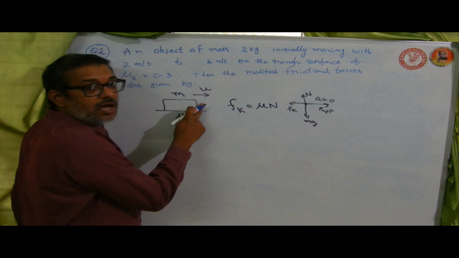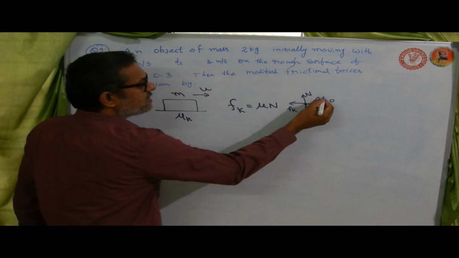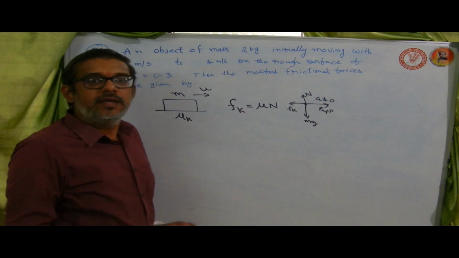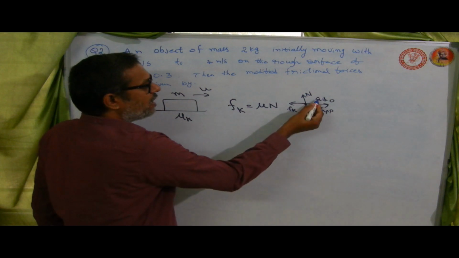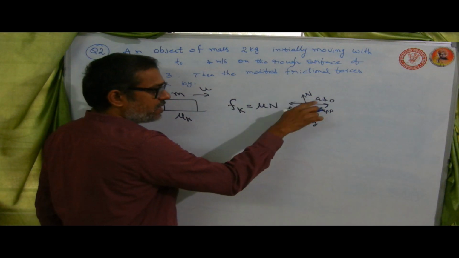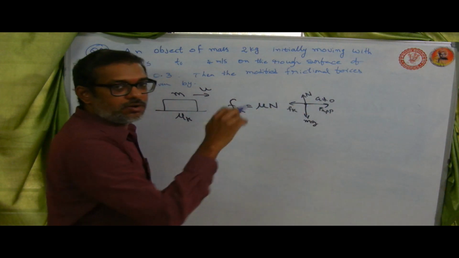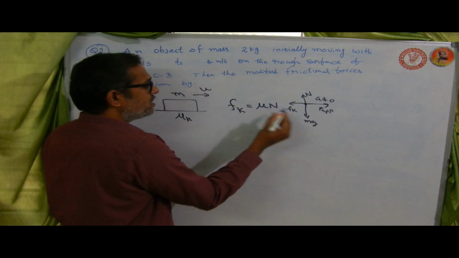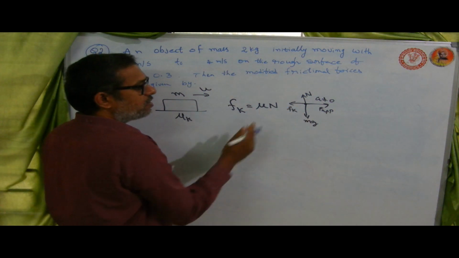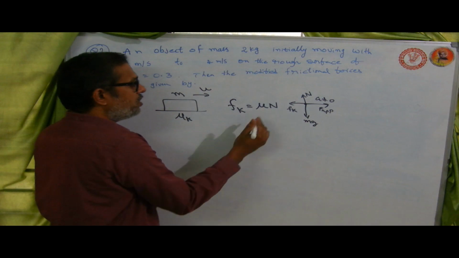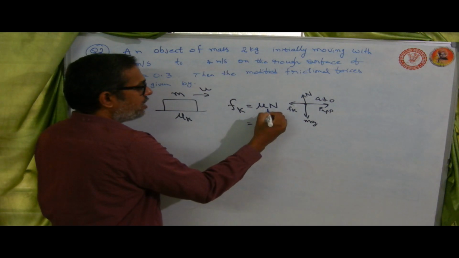But when you increase the applied force, what happens? The net acceleration does not become 0, it has a certain value. So the acceleration is either 0 previously, or not equal to 0 in the second case. In the two cases, the Fk magnitude does not change. That Fk value is mu k into Nk, which we can write down here.